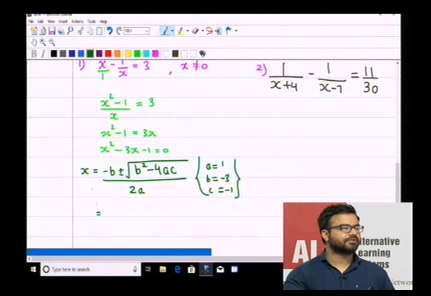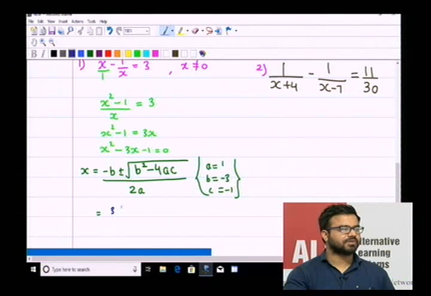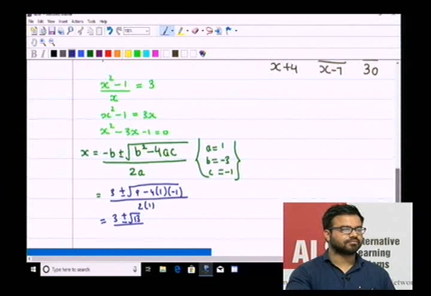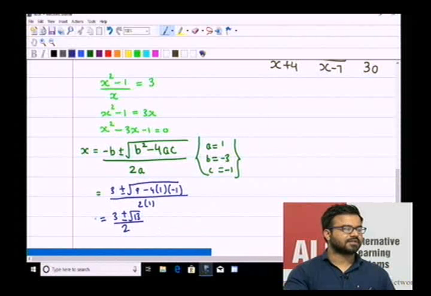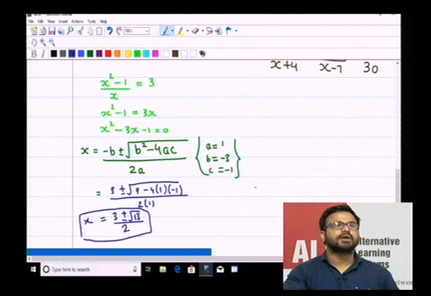If you substitute the values, so b is -3, so it will be minus of -3, that will become only +3, under root of b square, 3 square is 9, minus 4, a is 1, and c is -1, over 2 times 1. So this minus and minus will become plus, so it will become 9 plus 4, which is 13. So 3 plus minus root 13 over 2. That is the final answer. So one answer is 3 plus root 13 over 2, and second answer is 3 minus root 13 over 2.